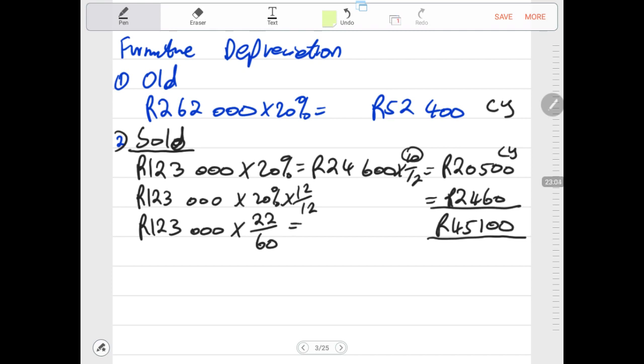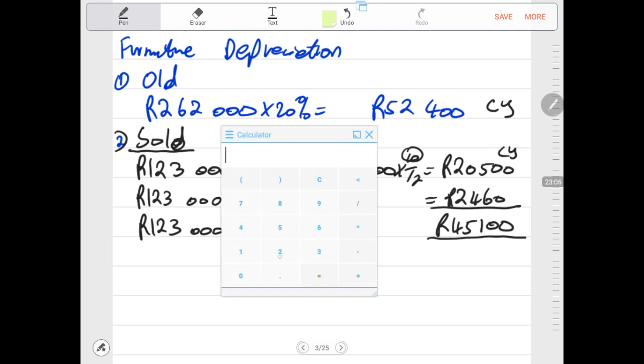Now if you do this, it will give you exactly 123,000 rands times by 22 divided by 60 months. We get exactly 45,100. That means this amount gives us the total depreciation from the date this asset was bought up until the date this asset was sold, which we have already calculated to be 45,100.